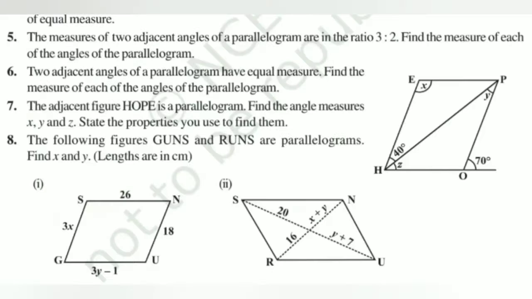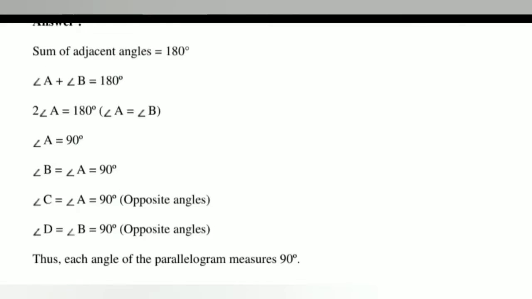Now see question number 6. The question is, two adjacent angles of a parallelogram have equal measure. Find the measure of each of the angles of the parallelogram. As we know, sum of adjacent angles is equal to 180 degree, and angle A plus angle B is equal to 180 degree. It is given in the question, both the angles are equal.